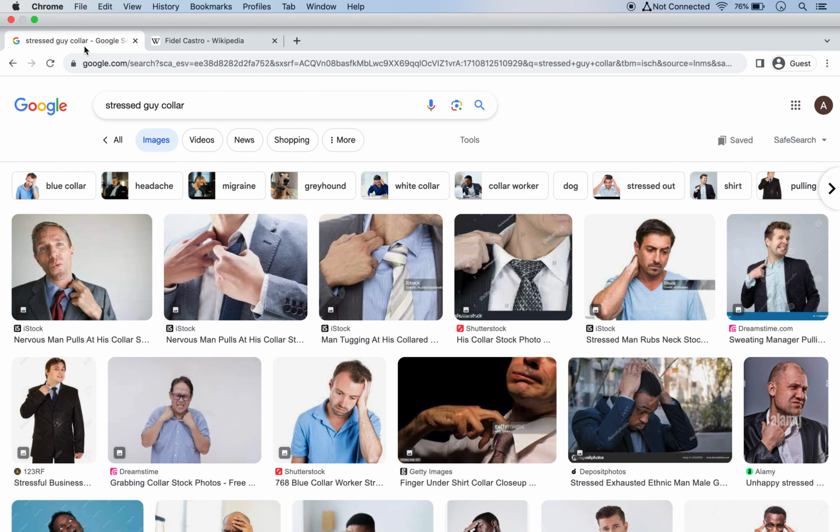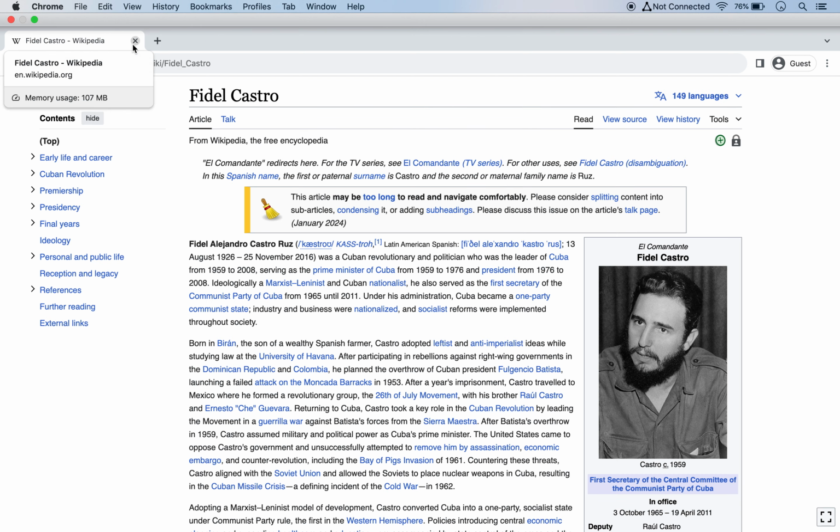Remember, during the Cold War, remember this guy fixing his collar because he's sweating underneath it and he needs to allow some air in. And of course, think of Fidel Castro.